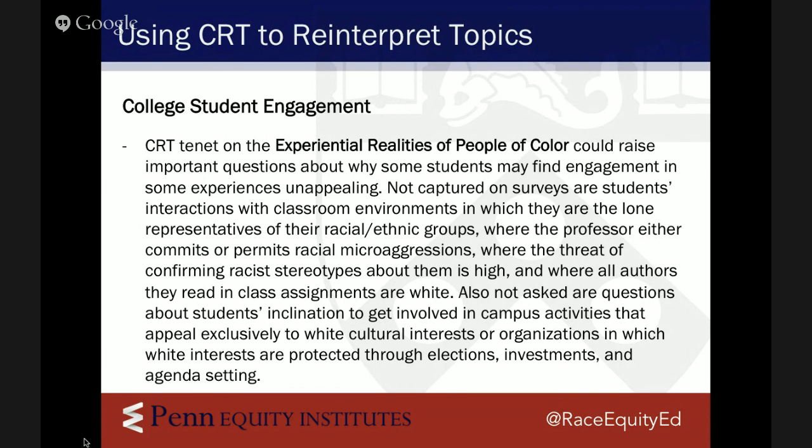Also not asked are questions about students' inclination to get involved or engaged in campus activities that appeal exclusively to white cultural interests, or organizations in which white interests are protected through elections, investments, and agenda setting. We don't tend to ask those kinds of questions, right? We tend to stop at, well, students of color were not as engaged in student government, for example, as their white counterparts. Well, yeah, it's because there is a protection of white interest in student government elections, perhaps. We don't tend to ask those kinds of questions.